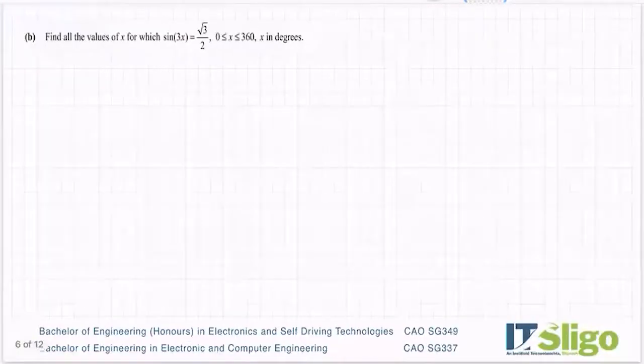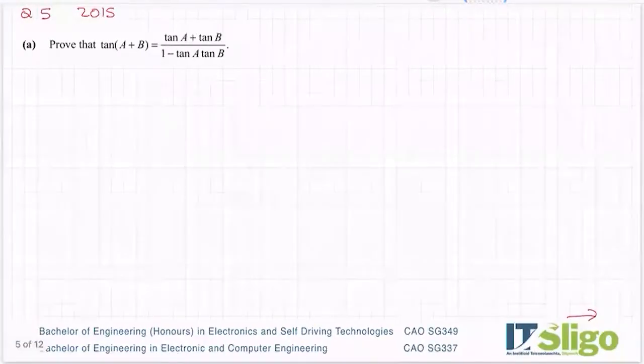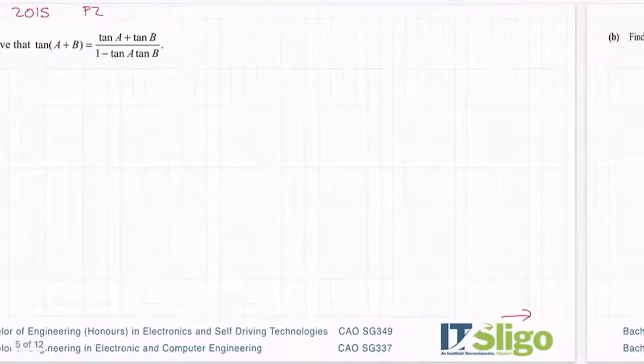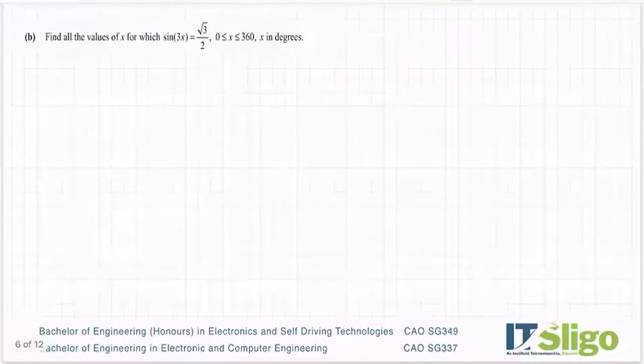Okay, let's do some more reference angle work. There was one on the 2015 paper, question five, paper two. Part A was proving one of the identities. I'm going to do that because it's just part of the question. And part B then is more practicing of the reference angles and unit circles and stuff we were doing.